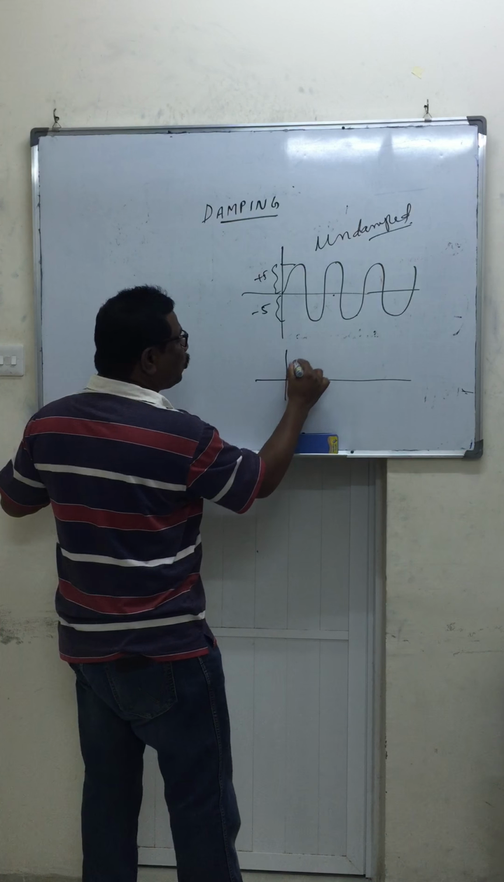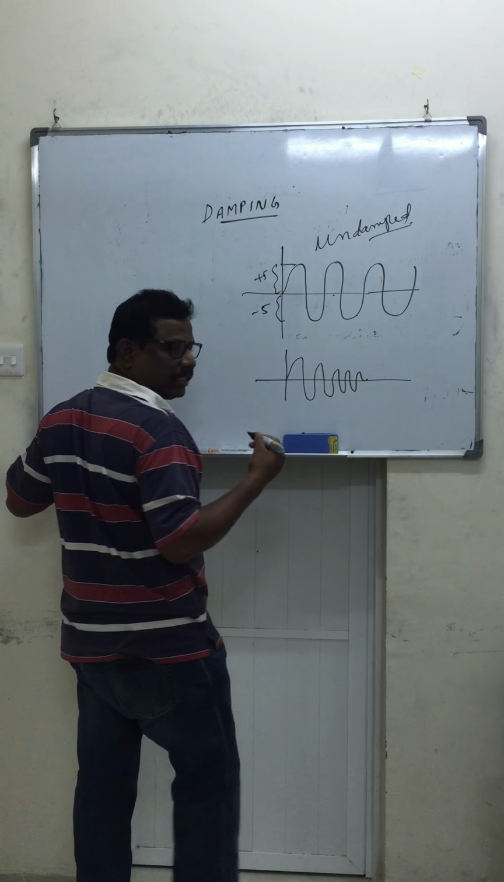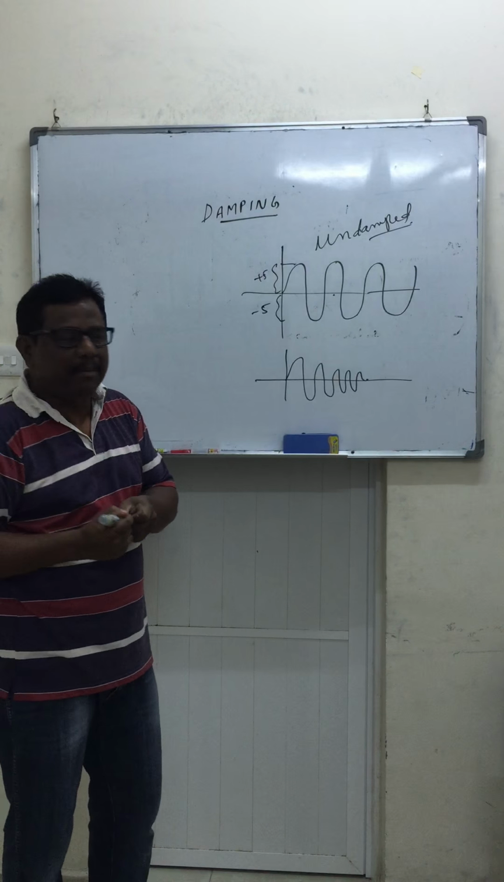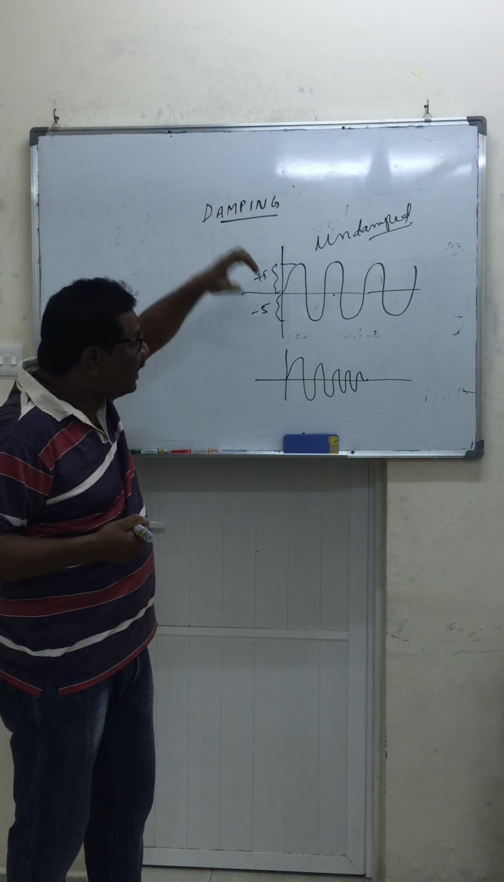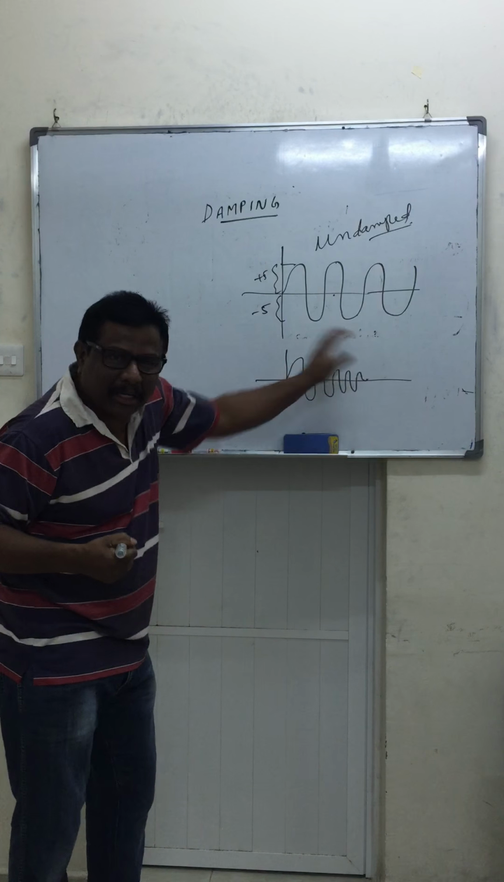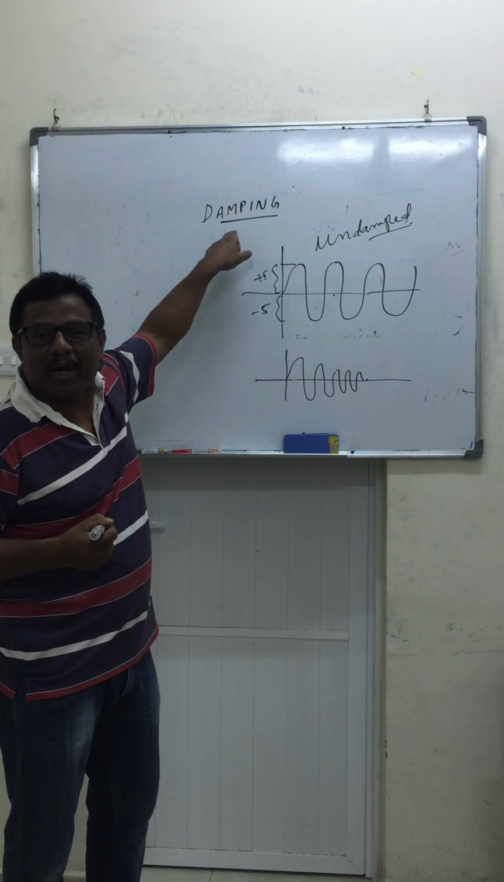But because of the presence of an external resistive force, what happened to the amplitude? Amplitude goes on decreasing and finally comes to rest. And that effect is called what? Damping. So very simple. Damping means what is happening here? Amplitude 5, 4, 3, 2, 1. Amplitude decreases.